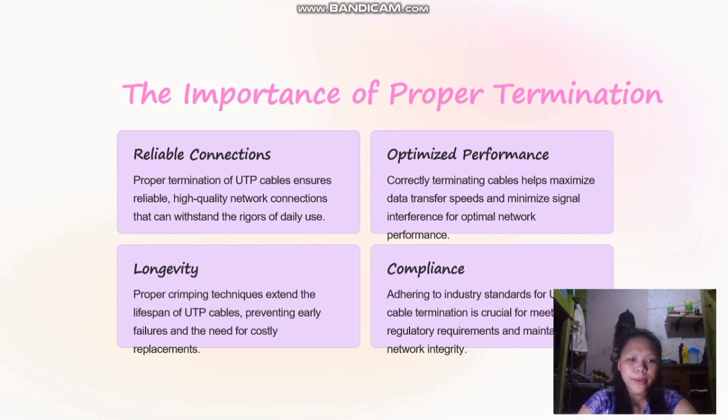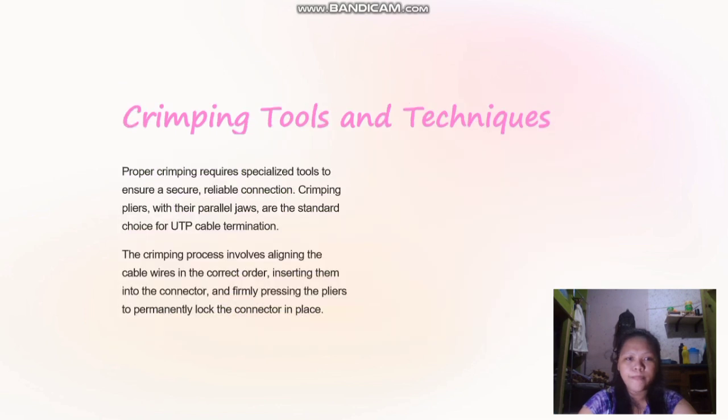Longevity. Proper crimping techniques extend the lifespan of UTP cables, preventing early failures and the need for costly replacement. Compliance. Adhering to industry standards for UTP cable termination is crucial for meeting regulatory requirements and maintaining network integrity.